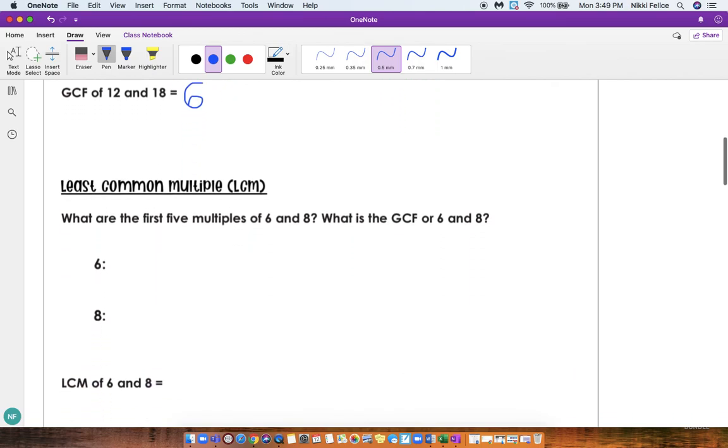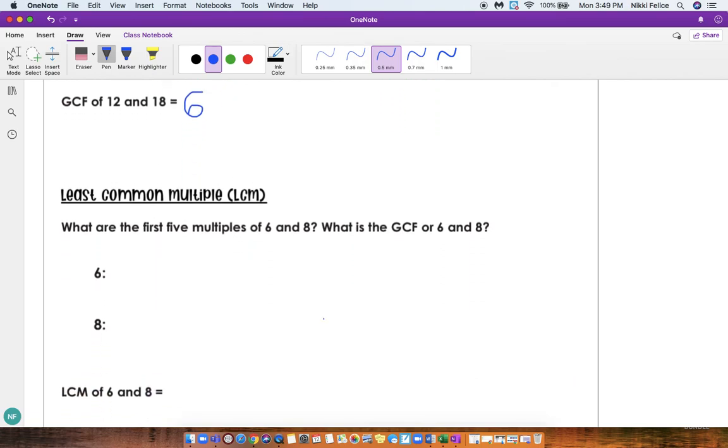LCM stands for least common multiple. Now, multiples are many. You can have infinite multiples, and there are infinite multiples for every single number. Multiples are almost like skip counting by that number. In this problem, we're trying to find the least common multiple of 6 and 8. First thing you should do is list out the first few multiples of 6 and 8.